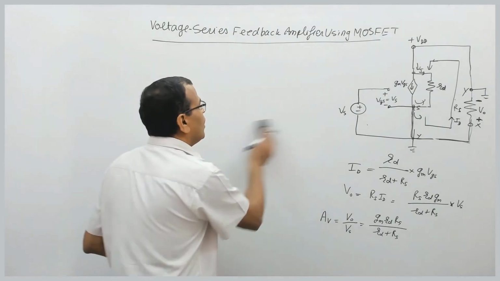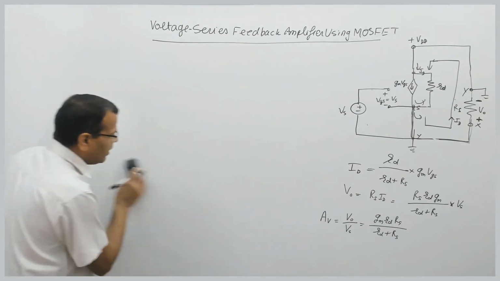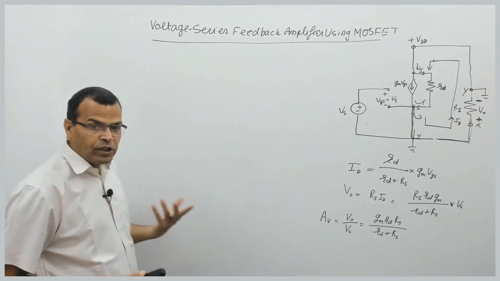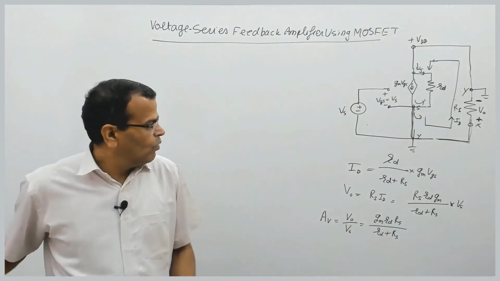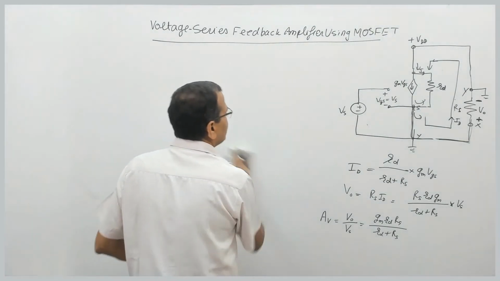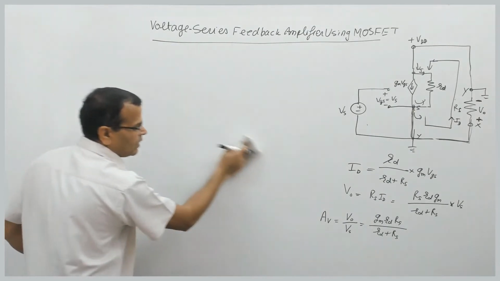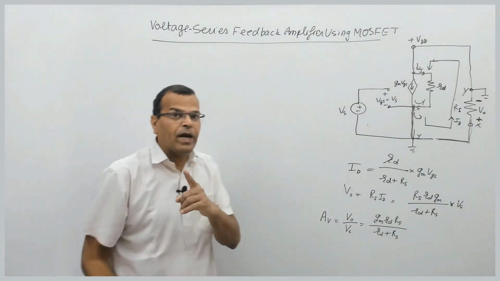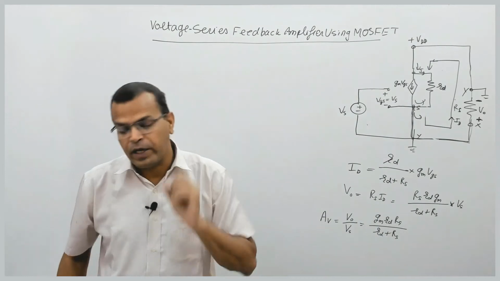Fine. So for the voltage series feedback amplifier, we define the gain, that is voltage gain, because the output signal is a voltage and the input signal is also a voltage. So we define the voltage gain for the voltage series feedback amplifier. Fine. So here now we have obtained the voltage gain without feedback loading. Voltage gain for this circuit, and that was the circuit without feedback loading.